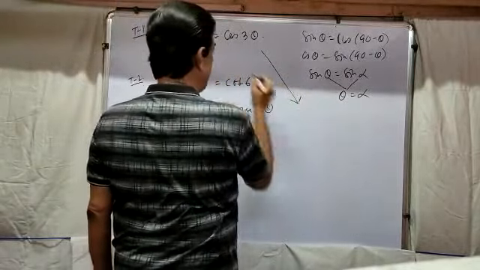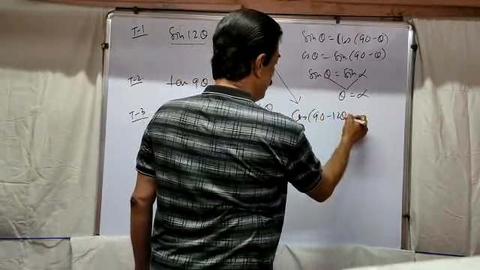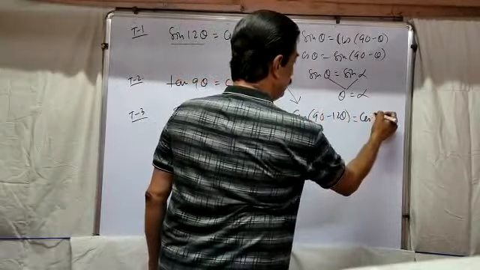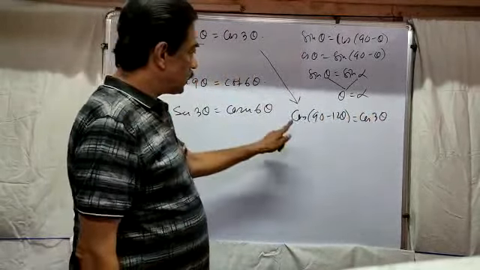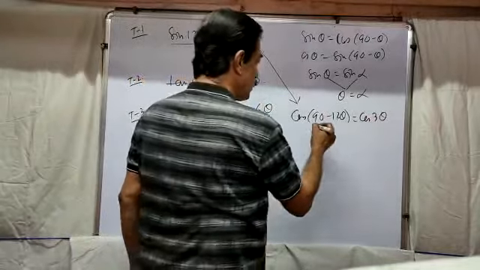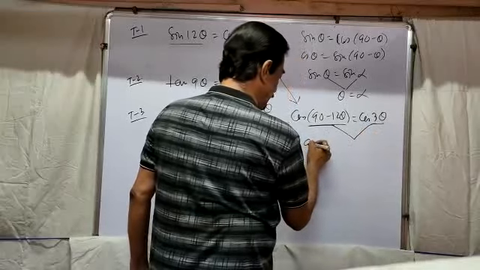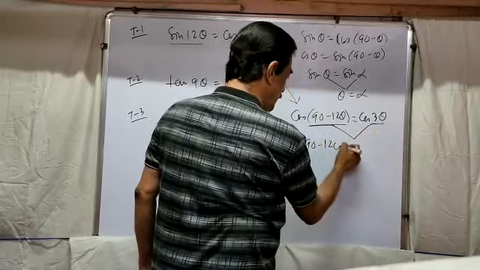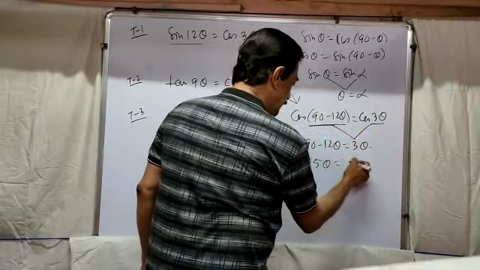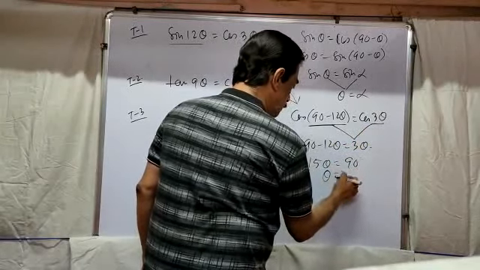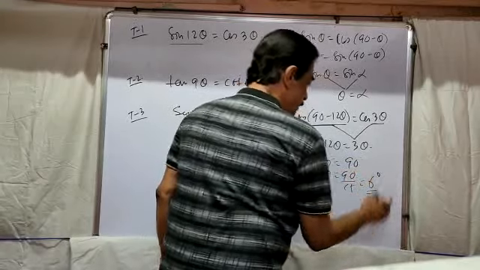Now, if I know the problem, what to do? Instead of sin theta, you can write cos of 90 degree minus theta, and that is equal to cos 3 theta. In sin 12 theta, write sin theta as cos of 90 degree minus theta. Now cos theta equals cos alpha, therefore theta equals alpha. So 90 degree minus 12 theta equals 3 theta. Therefore 15 theta equals 90. So theta equals 90 by 15, and your result is 6 degree.